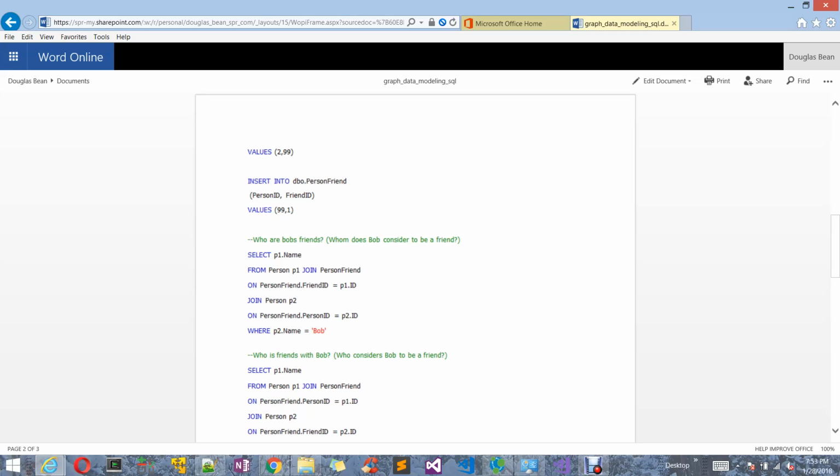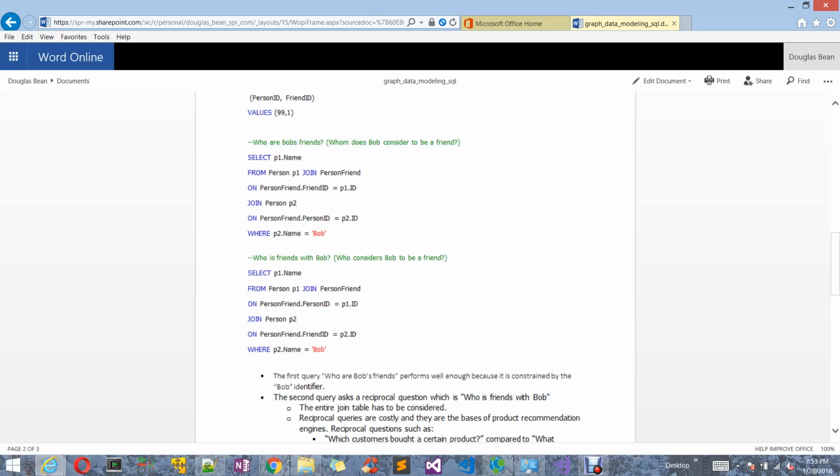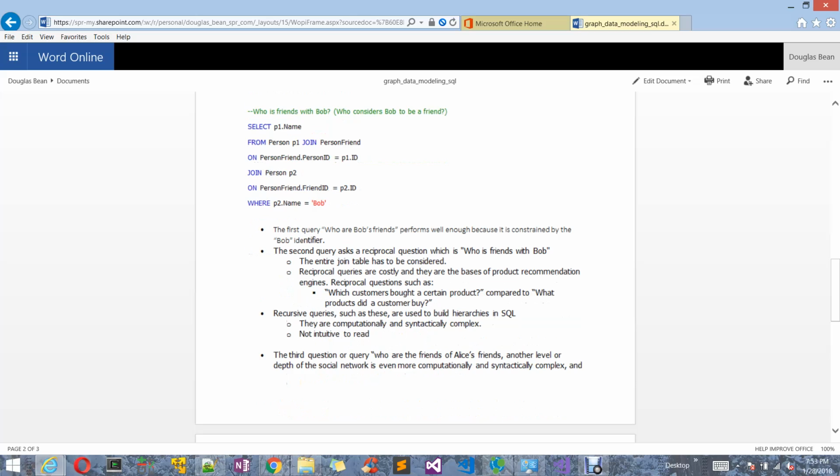The first query, who are Bob's friends, performs well enough because it is constrained by the Bob qualifier. The second reciprocal question, who in the network considers Bob to be a friend, is problematic from a performance point of view because every record in the person-friend join table has to be considered. Yet these reciprocal types of questions are the basis of product recommendation engines, such as which customers bought a certain product as opposed to which products did a customer buy. We can add indexes, but they only take us so far, and they are not without cost.